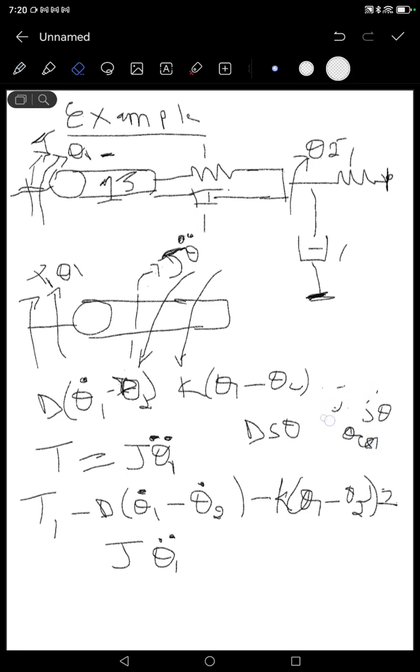Now moving forward, we're gonna introduce Laplace on both sides. Before introducing Laplace, we can just simplify this. So let's simplify. We're gonna have the T.